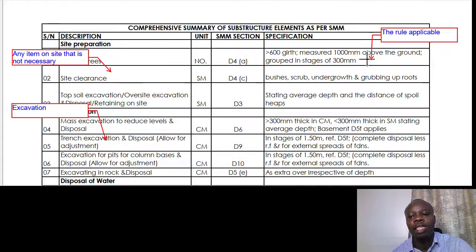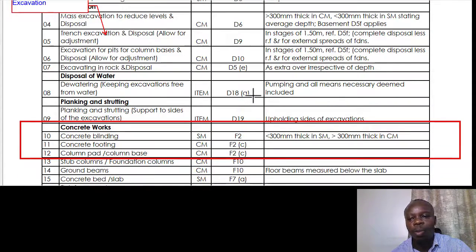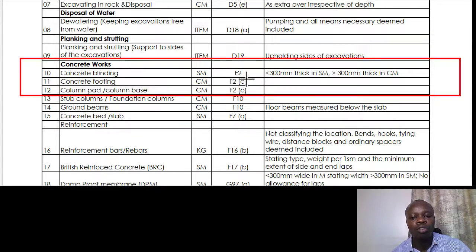The items that we are talking about have been listed in the standard methods of measurement, and therefore if you need to make a reference, it's imperative that the sections that have been listed here, the SMM sections, can help you to find out even deeper what you are looking for. We've said that concrete blinding is found from F2, and from this F2 it shows that we should measure concrete blinding in square meters, and so on.